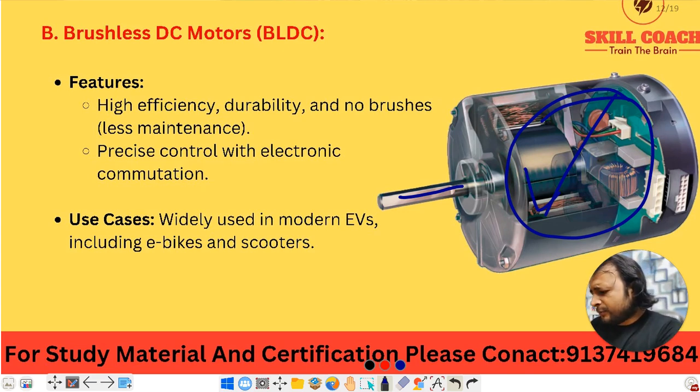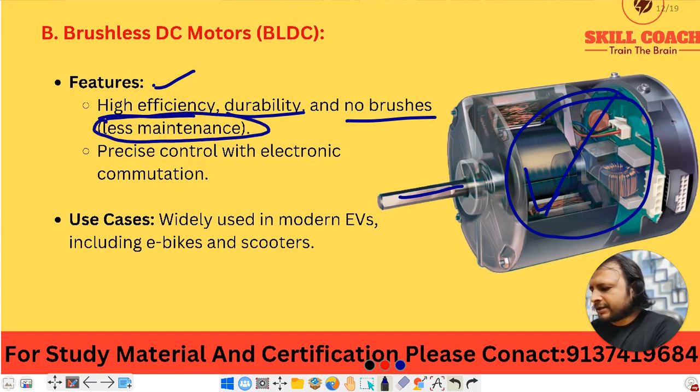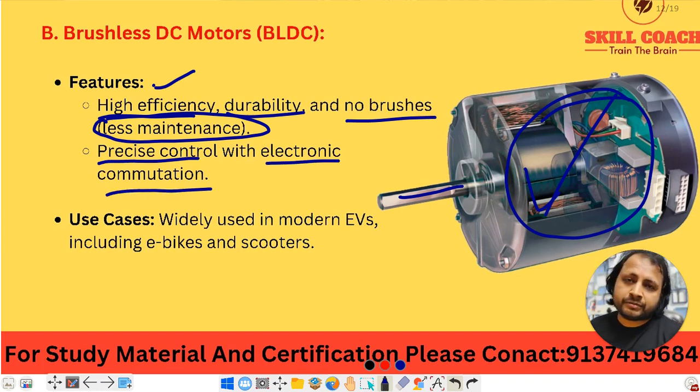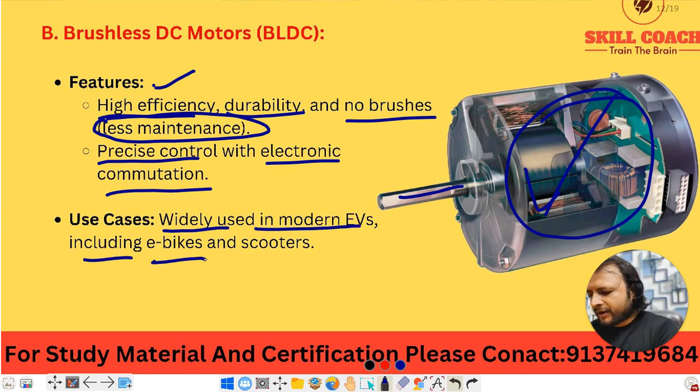Now the brushless DC motors, BLDC, feature high efficiency, durability, no brushes, because commutation is not mechanical, that's why it has less maintenance also, precise control and electronic commutation. So because mechanical commutation is not there, because of the absence of brushes, electronic commutation is going on, that's why efficiency increases. So a BLDC is the developed version of brush DC motors, and is widely used in modern EVs, including e-bikes and scooters.